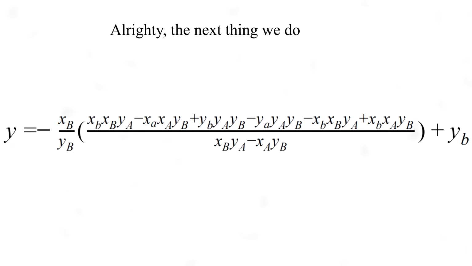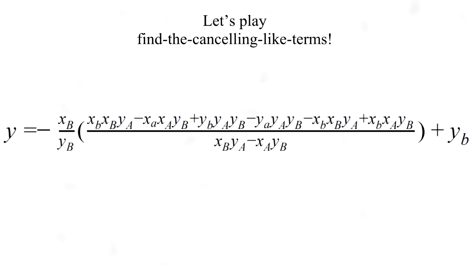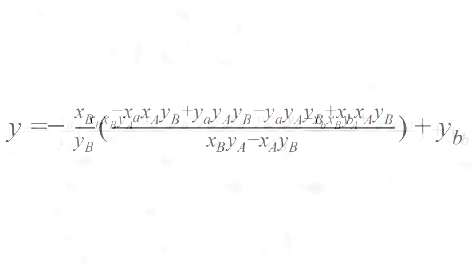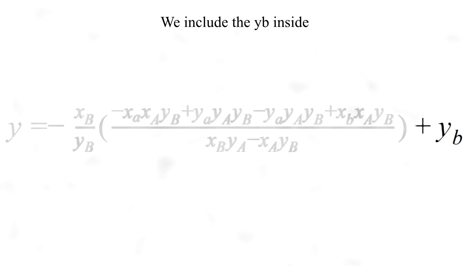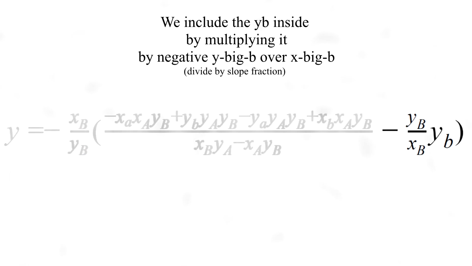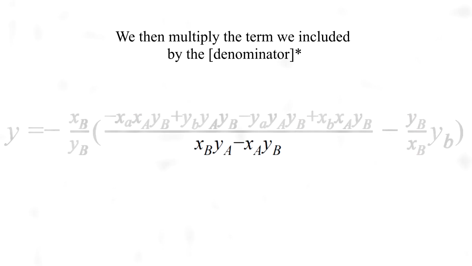Alrighty, next thing we do is cancel. And hey, since the equation is messed up, let's play find the canceling like terms. You have 5 seconds. Next, we include the yb inside by multiplying it by negative y big B over x big B. After that, we then multiply the term we included by the numerator.